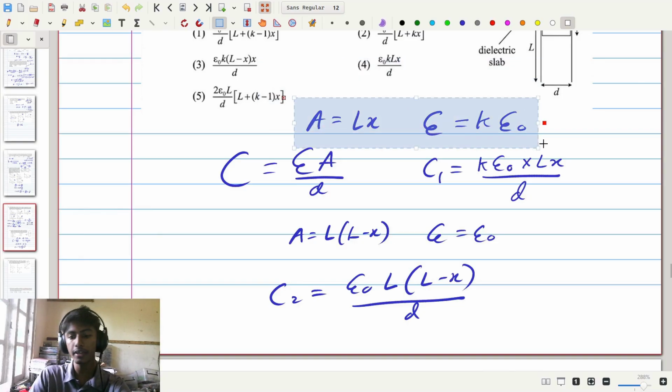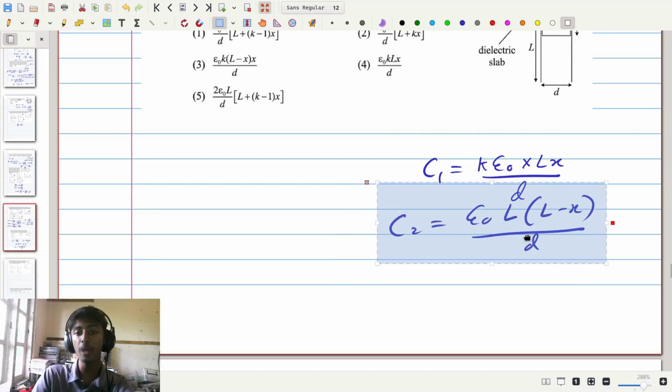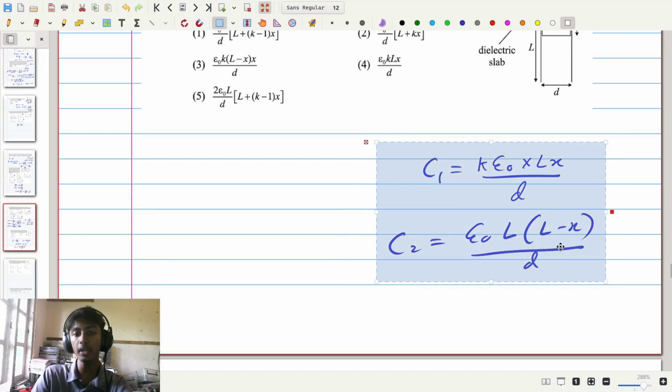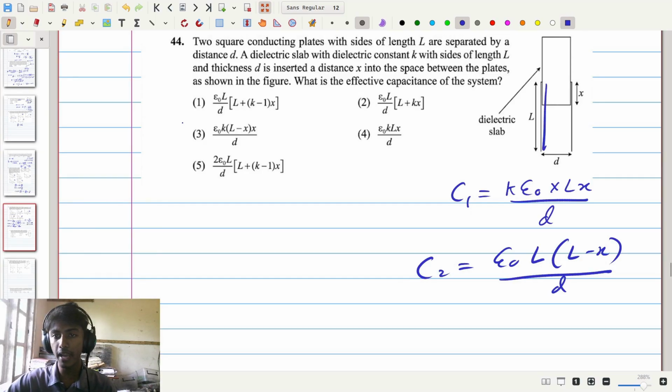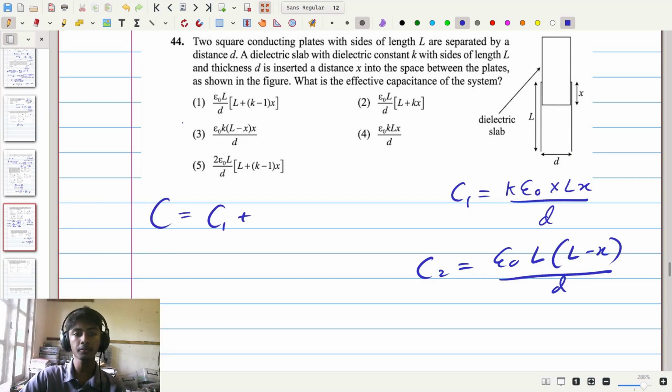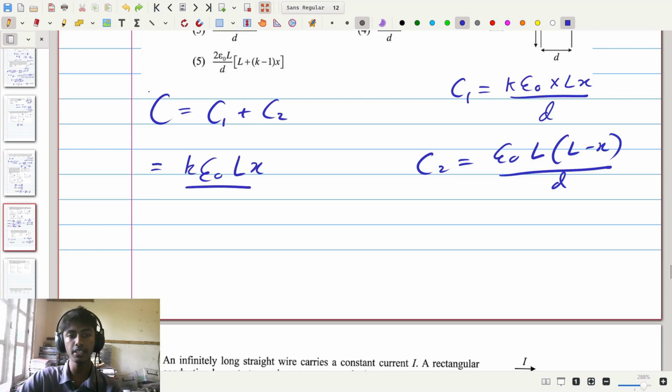Now according to that, since we have two parallel capacitors here, the sum of these two capacitances will be equal to the total capacitance of the overall capacitor. And therefore, for the overall two plates here, the capacitance C is equal to C1 plus C2. And if we substitute, we'll get K times epsilon naught times L times x divided by D plus epsilon naught times L minus x divided by D.